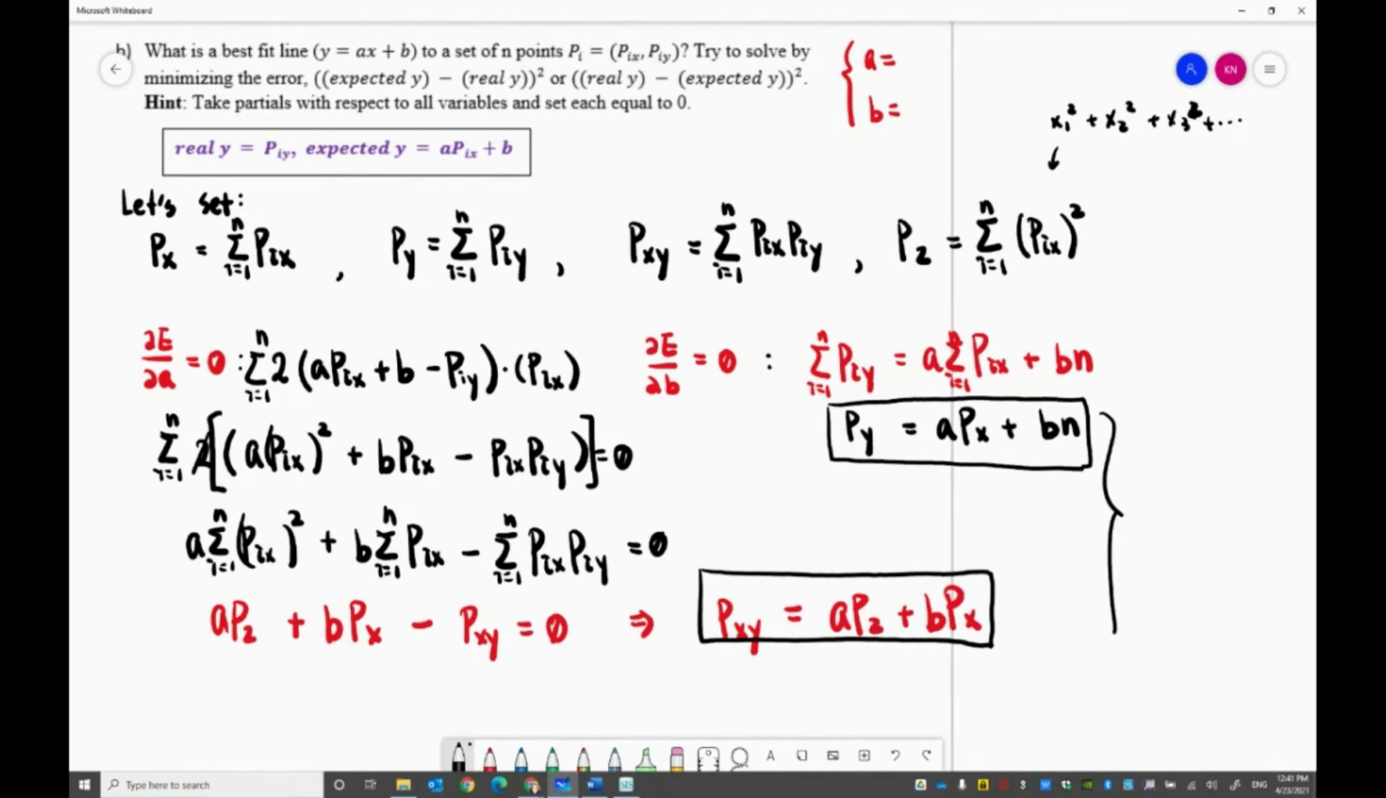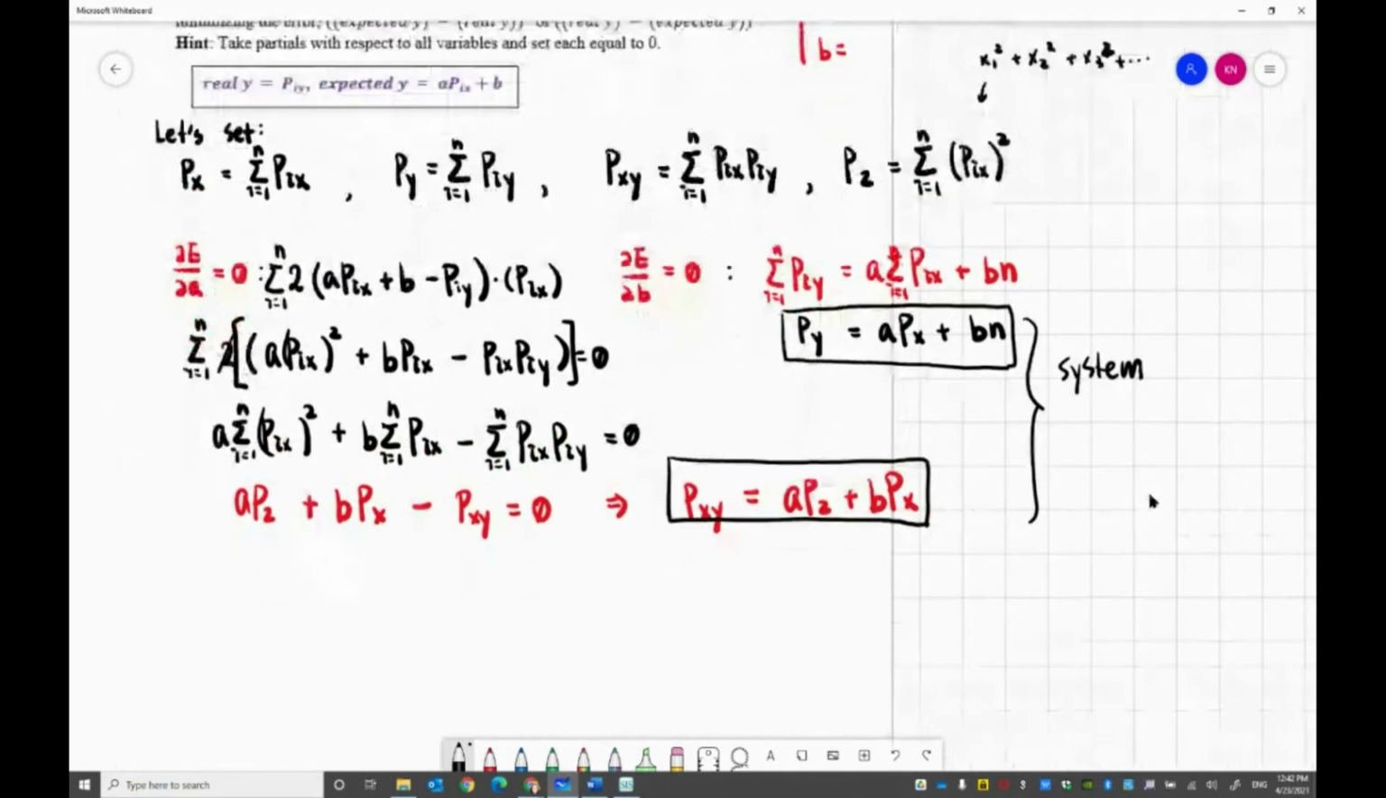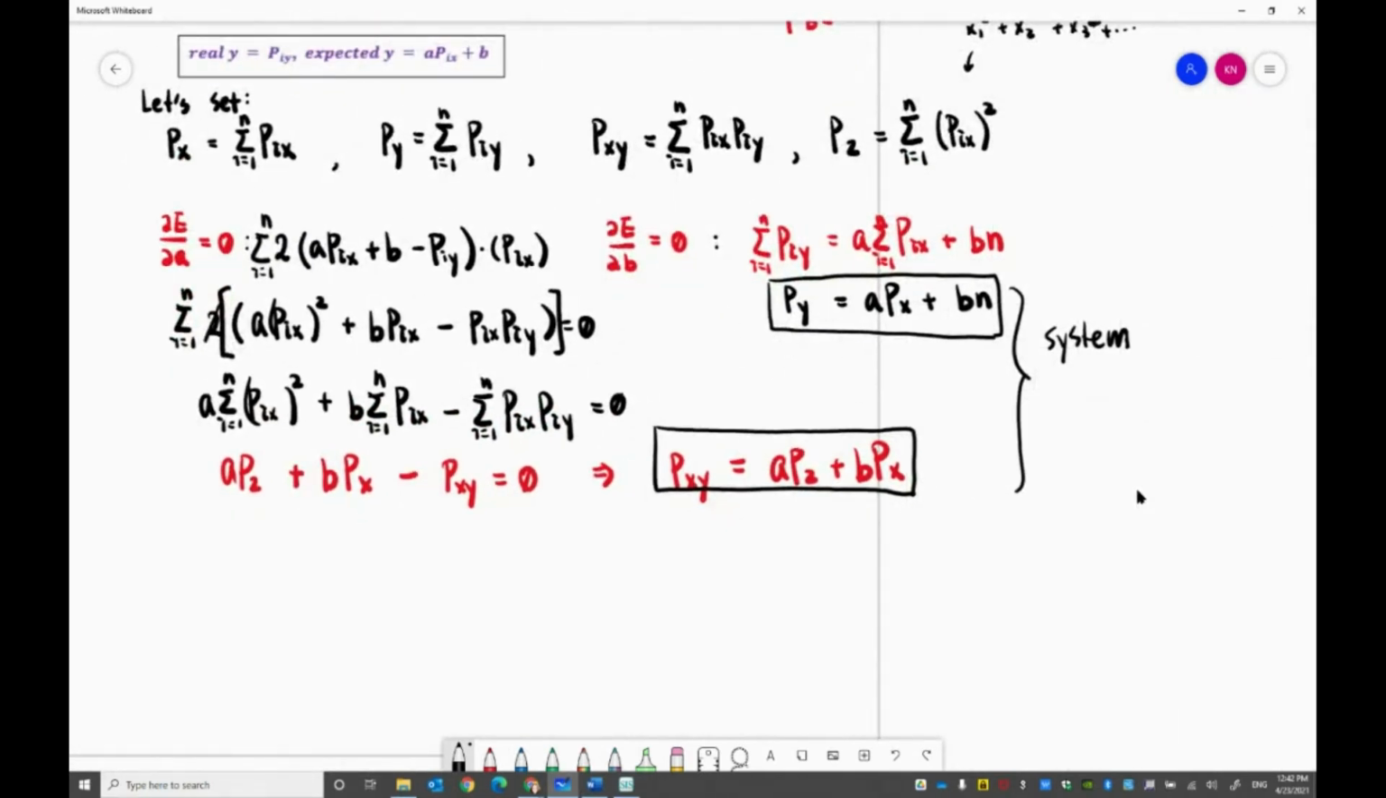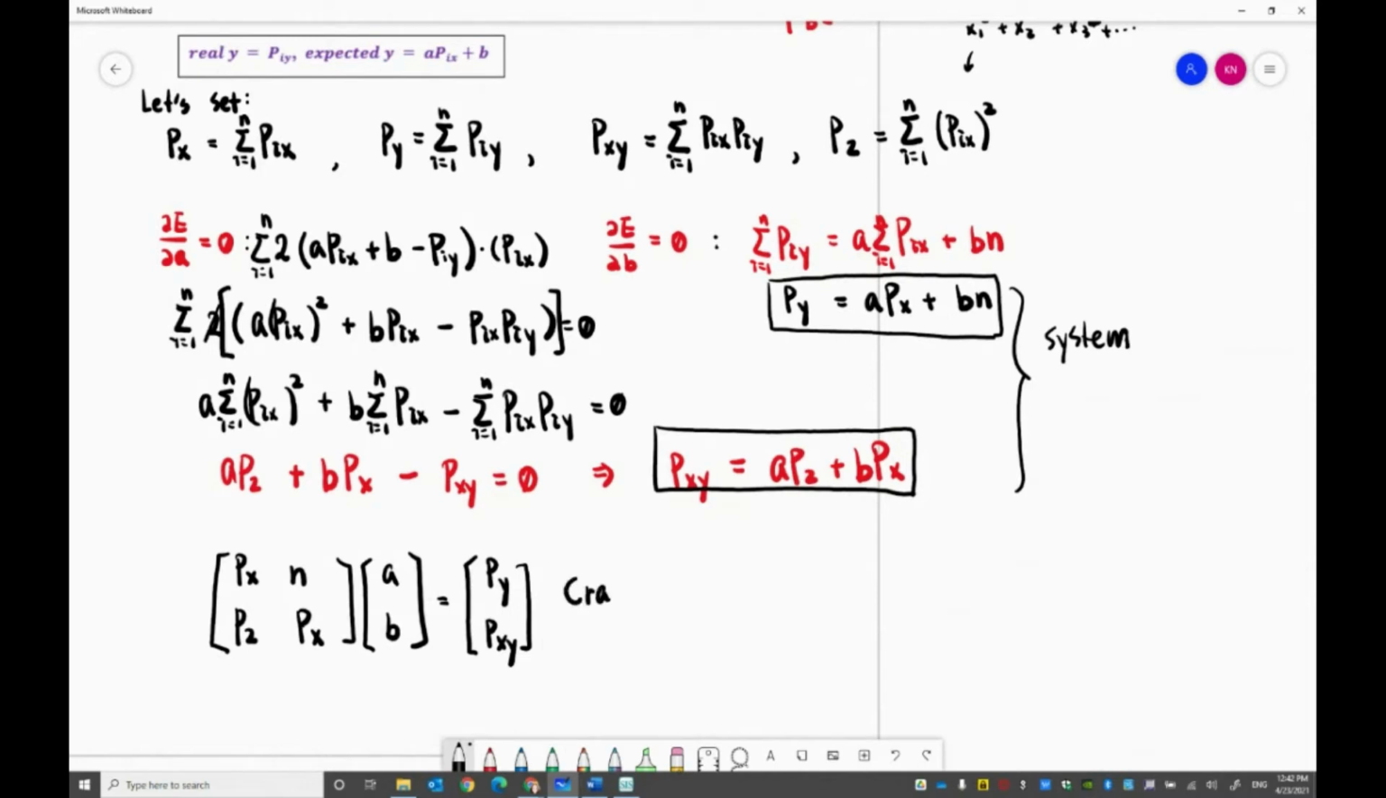This is a system of equations. To solve for a and b, because this is a system of equations, I'm going to use a matrix. The coefficient matrix will have, because a and b are the variables, p sub x and n in the first row, then p sub 2 and p sub x in the second. The resultant will be p sub y and p sub xy. It's also for a and b, so one of the easiest ways will be Cramer's rule. So I'm going to use it.